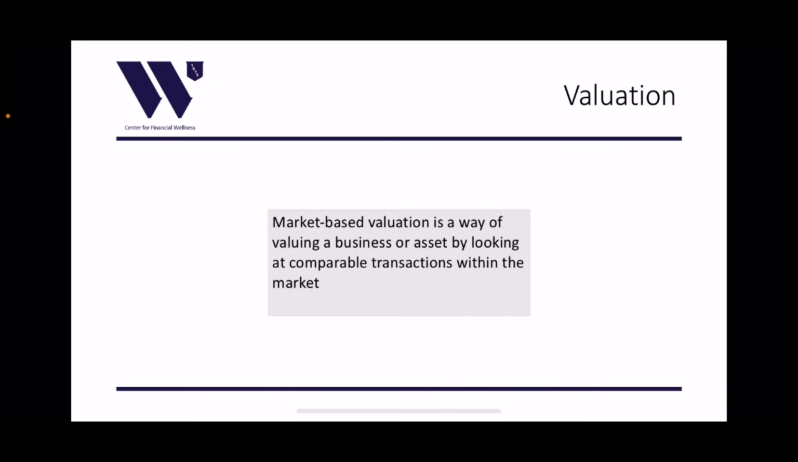So I like to liken the market-based valuation approach very similar to buying or selling a home. When you're looking at purchasing a home, you might notice that houses with relatively the same bathrooms, bedrooms, or square footage within a certain neighborhood, or maybe even a certain region of a city, go for relatively the same price. So market-based valuation is doing kind of the same thing as we're looking at purchasing or selling based on comparisons.